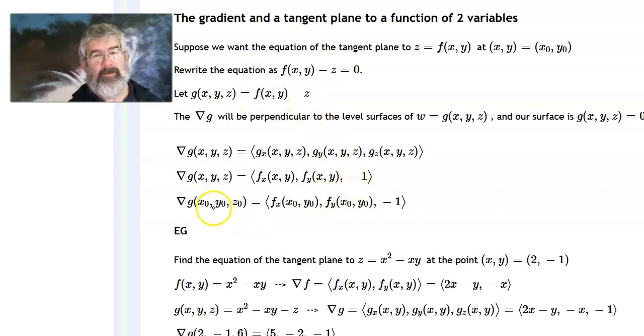And so when you plug in your x0, y0, z0, of course z0 is what you get when you plug x0, y0 into f, you get fx at x0, y0, fy at x0, y0, comma, minus 1. This is exactly the vector we got before with the cross product. Right? And you may remember when I took that cross product, I had a choice of which way I wanted to do it. If I did it one way, I'd get one answer. If I did it the other way, I'd get negative that answer.